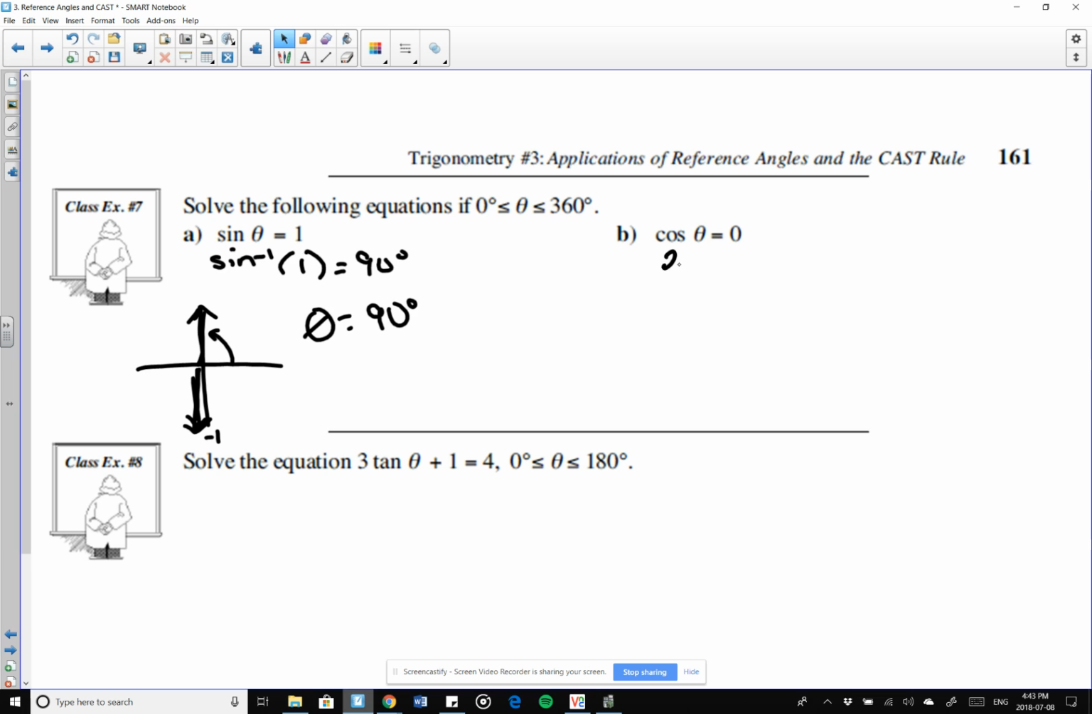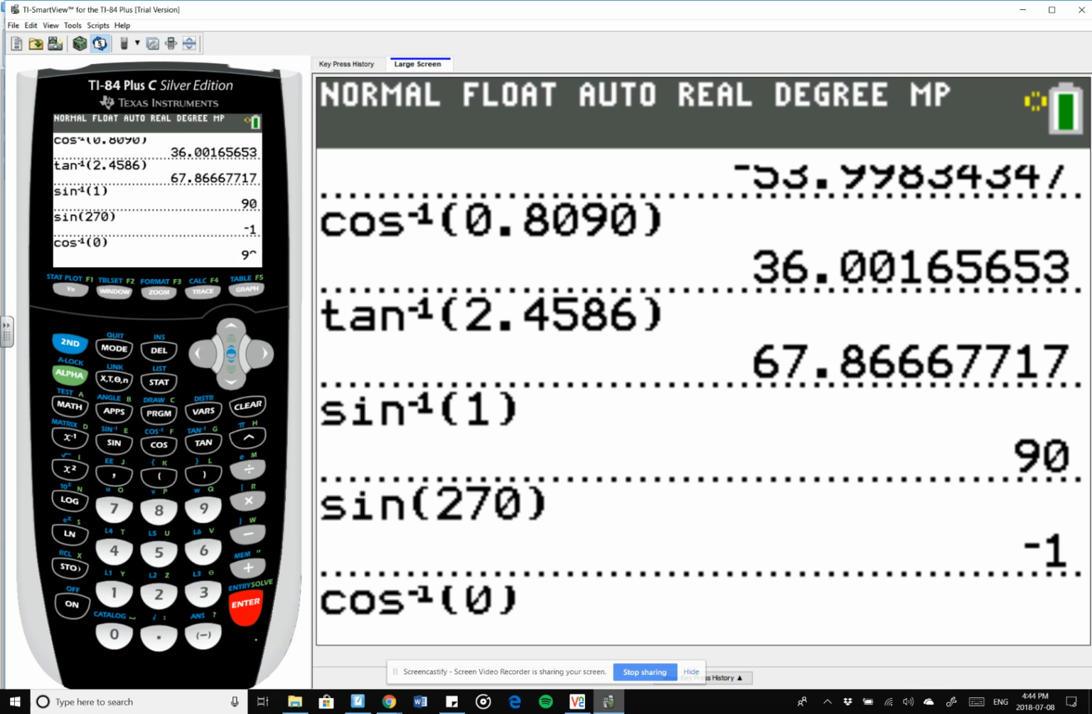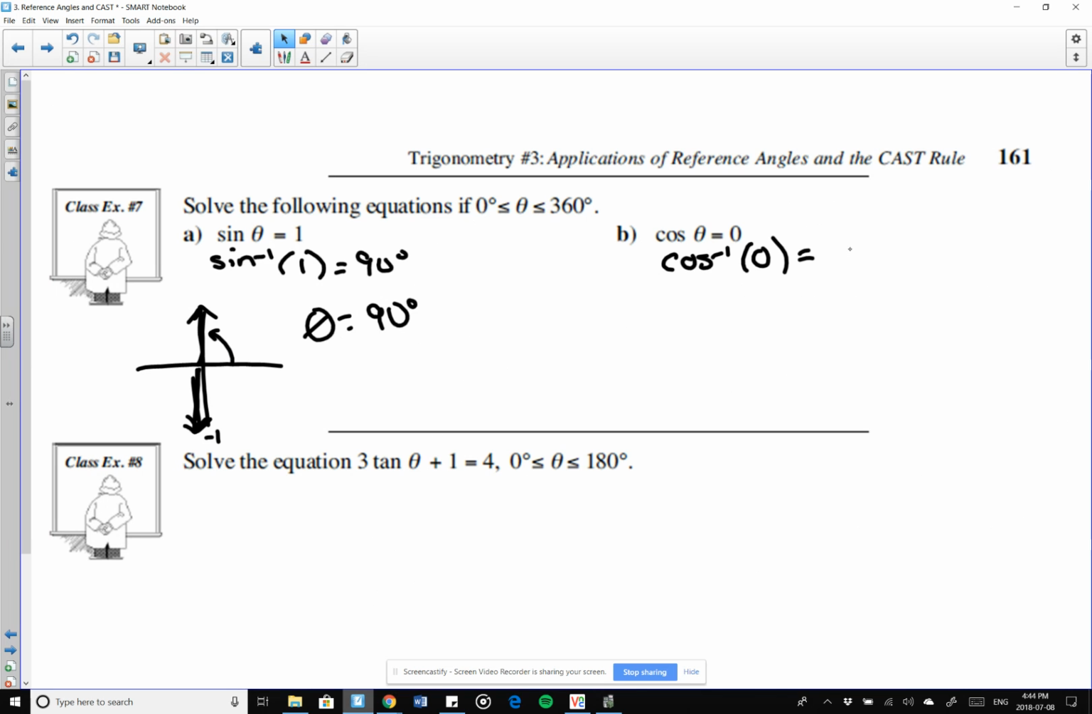If I checked cos of 0, so I'd second cos 0 here. So cos inverse of 0. That's going to give me an answer of 90 as well. So second cos of 0 is 90. But in this case, I actually have the two answers, because if I look at it, there's one of my angles. That's going to be 0. And there's my other angle that also has an x value of 0. So this one would have the two possible answers. So the angle is 90 and 270.